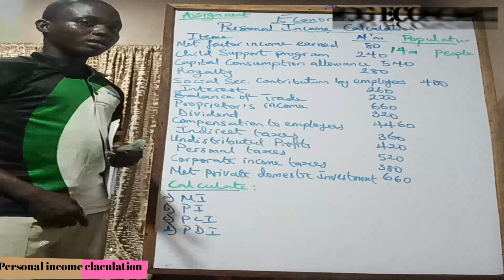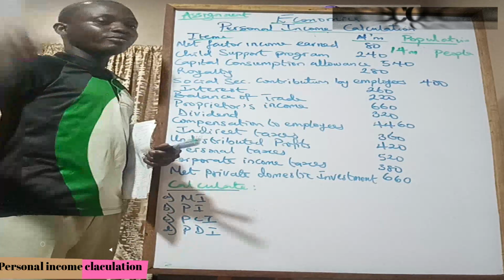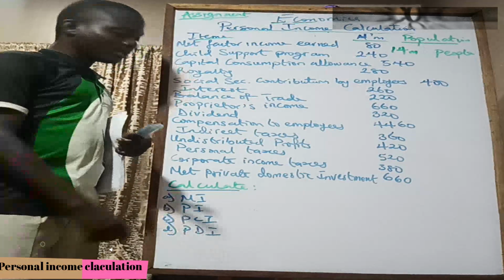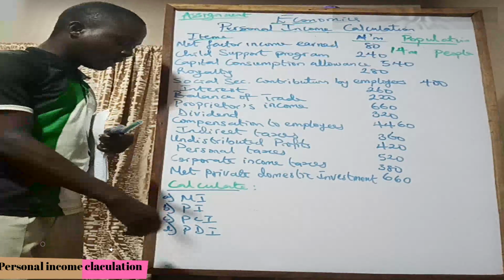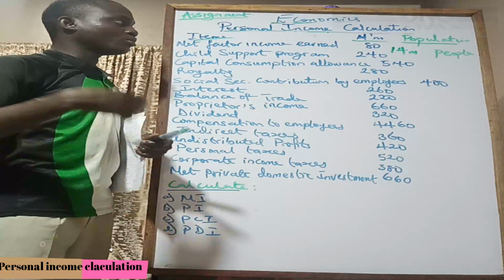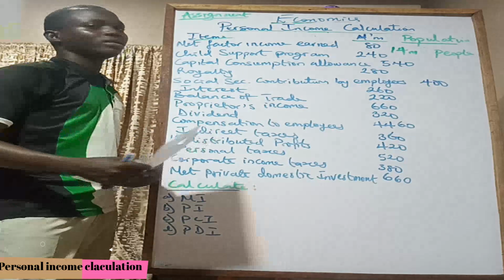So A, calculate the national income. Your questions are not necessarily going to be like this; it's likely going to be in full. Calculate the national income, calculate the personal income, calculate the per capita income, that is C, and D, calculate the personal disposable income.